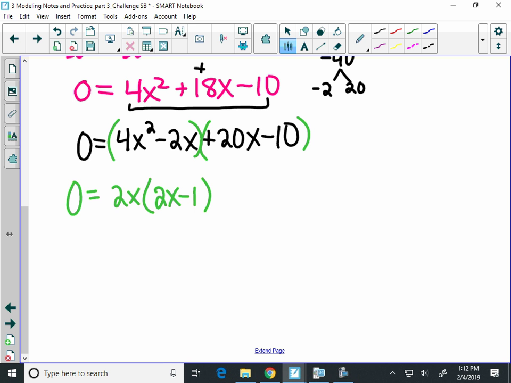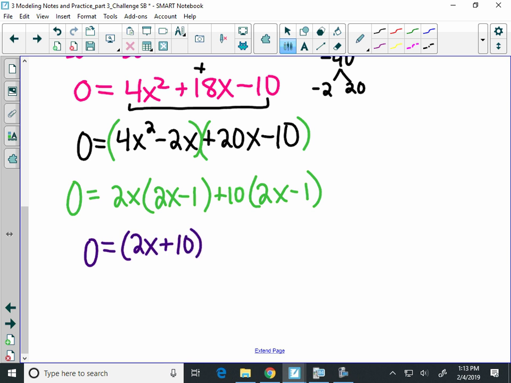And the GCF for the next group? 10, which gives me 2x minus 1 again. Which is pretty nice numbers, because you'll get 0 equals 2x plus 10 and 2x minus 1. But we're not really done with this factoring.